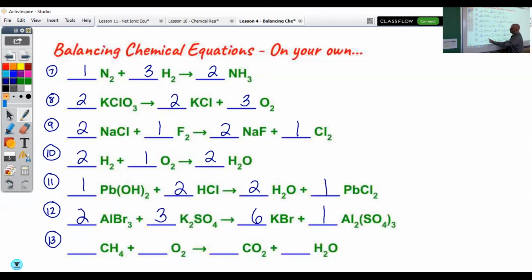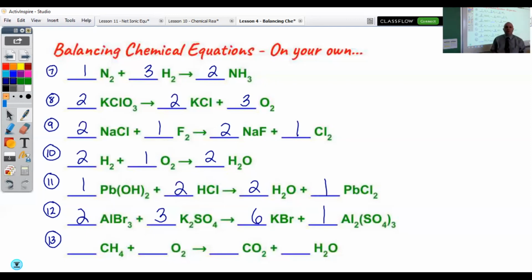Double checking. I have 2 aluminum. I have 2 aluminum. I have 6 bromine, 2 times 3. 6 bromine, I have 6 bromine. 3 times 2, 6 potassium. I have 6 potassium. 3 sulfates, so 3 times K2SO4. Each K2SO4 has 1 sulfate, but I have 3 of them. So I have 3 sulfates, and here I have 3 sulfates.